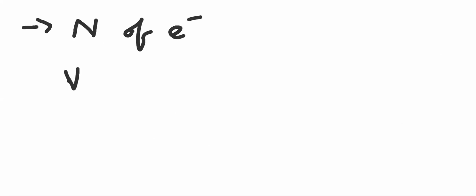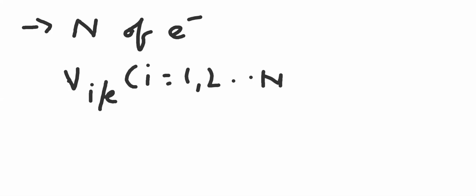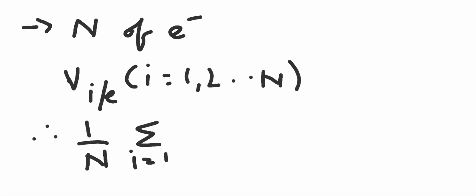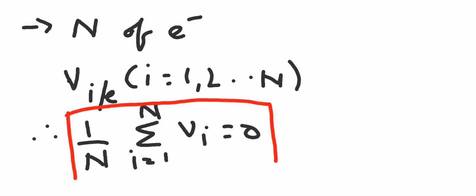Okay, fine. So for example, you can assume that suppose there are n number of electrons, and the velocity of each electron, I say Vi, where I is the number of the electron. So the velocity of the ith electron is Vi, and I goes from 1, 2, until n electrons. So I can write the average velocity as 1 upon n, summation of i equal to 1 to capital N, Vi, that is equal to 0. In this way, I'm just representing the average velocity.